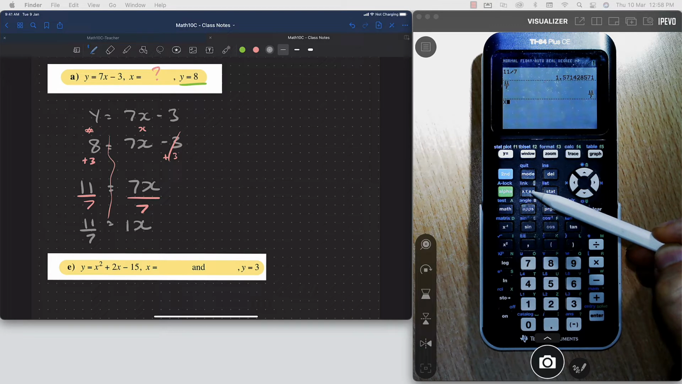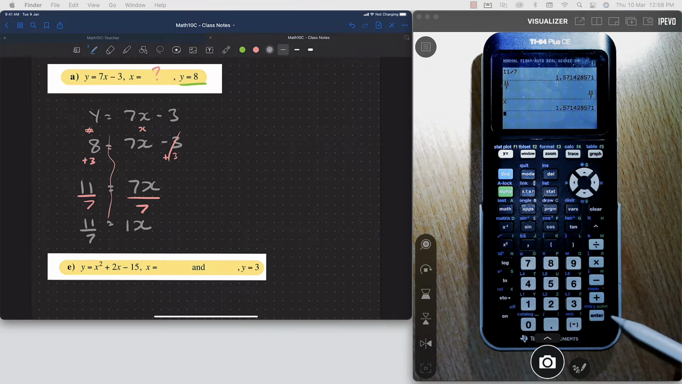Now, if I go back to my main screen, second quit, if I just press the X right there, remember we stored the value into the X, and I hit equals, it tells me it's 1.5714 and so on. Now if you're asked to give an exact value, it's going to need to be not in a rounded decimal form, but in a fraction form.